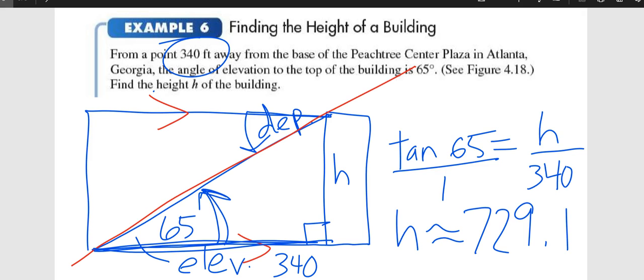Check your radians. You know what? Whenever I do these questions and all of a sudden I get a negative number and I'm like, what the heck? How's the building in the ground? Then I think to myself, oh, maybe I should check my mode on my calculator. Almost always it's the mode.